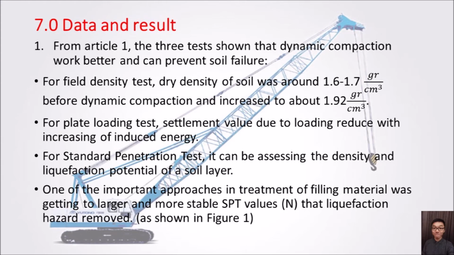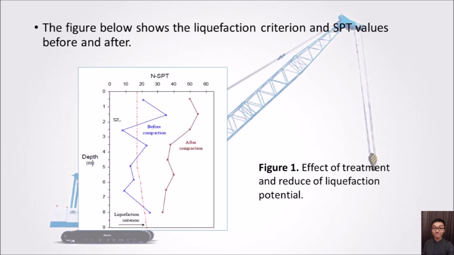The standard penetration test can be used for assessing the density and liquefaction potential of a soil layer. One of the important approaches in treatment of failing material was getting larger and more stable SPT values so that the liquefaction hazard is removed, which is shown in figure 1. We can know that after the compaction, the SPT value increased and the line drawn is away from the liquefaction criterion.